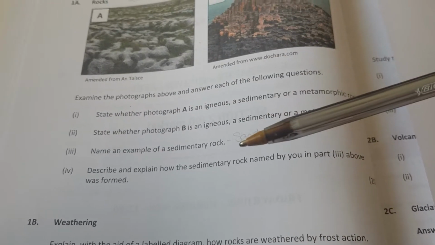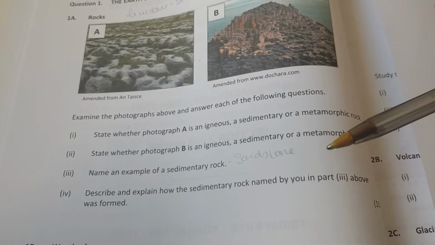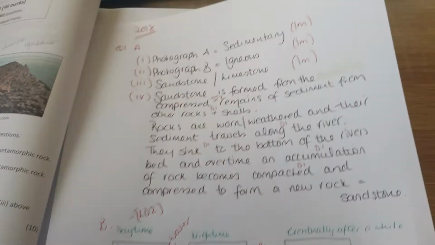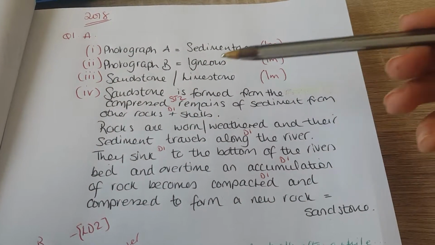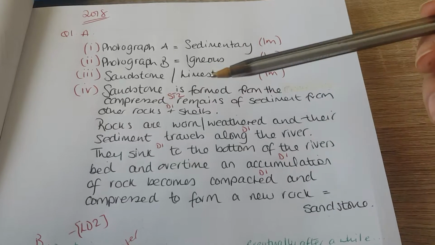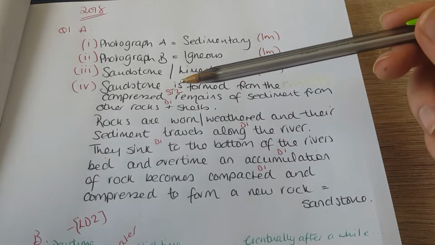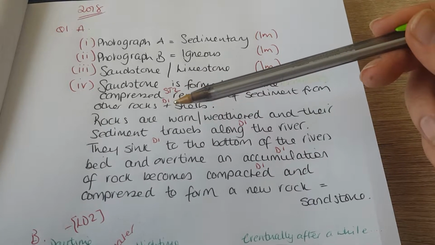So an example of a sedimentary rock, we've already set up here, limestone. If you want to talk about limestone, I personally prefer to talk about sandstone. So I'm going to show you here my answer. One mark, one mark, one mark for saying that. Sandstone is formed from the compressed remains of sediment, so compressed remains, from other rocks and shells. Rocks and shells. Development 1.